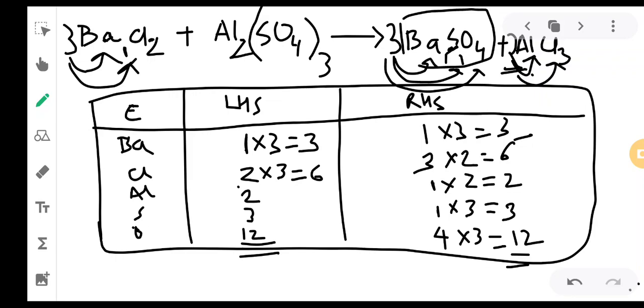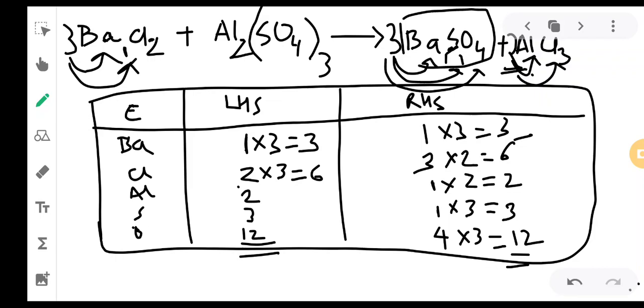3 barium plus 6 chlorine on the left hand side, plus 2 aluminium atoms, 3 sulfur atoms, 4 into 3, 12 oxygen atoms. On the product side there are 3 barium atoms, 3 sulfur atoms, same as on the left hand side. So right hand side and left hand side have become equal. There are 12 atoms of oxygen.